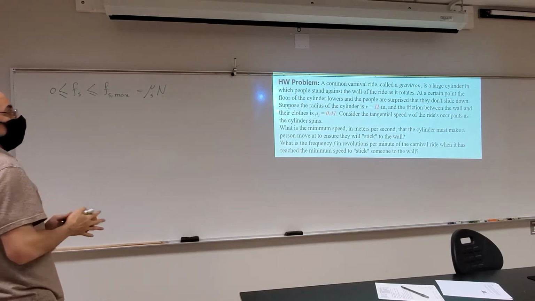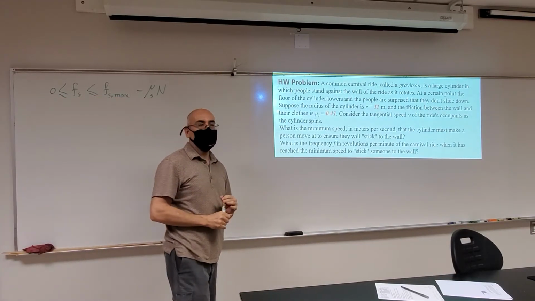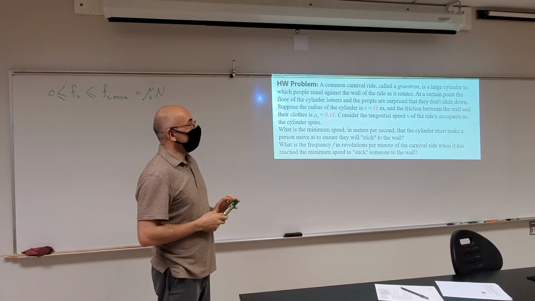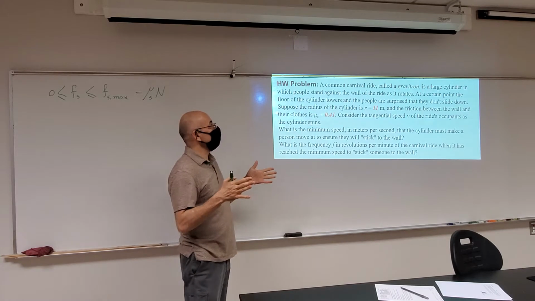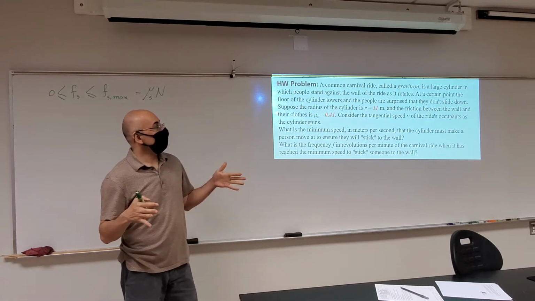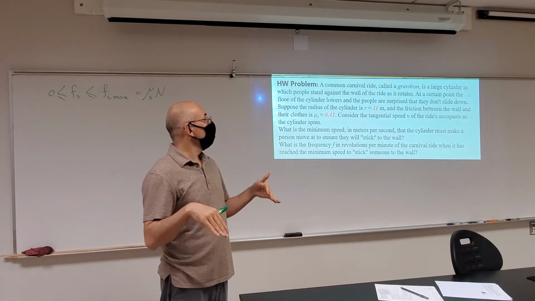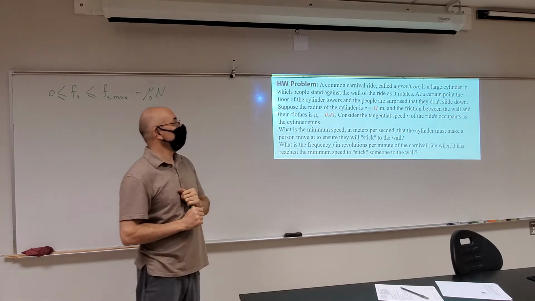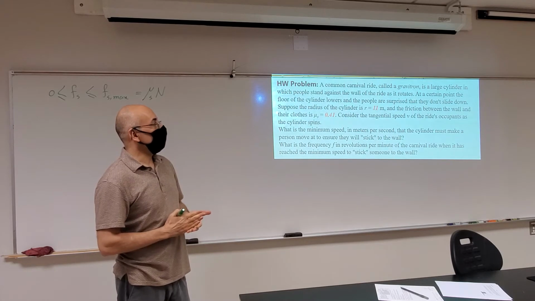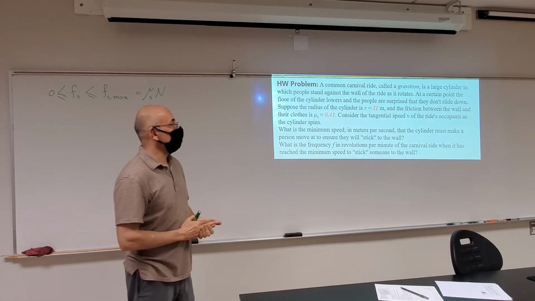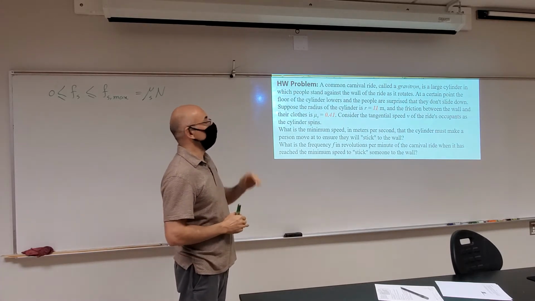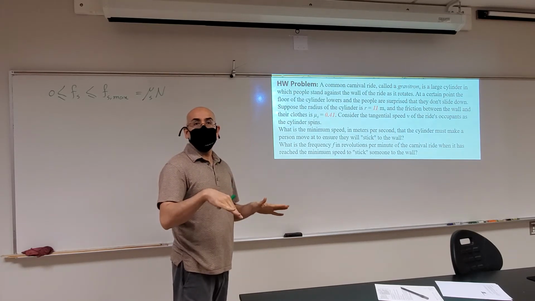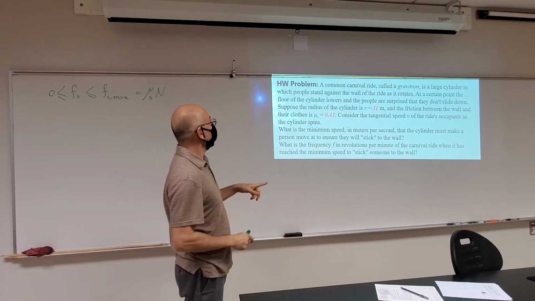So this one says a common carnival ride called a Gravitron is a large cylinder in which people stand against the wall of the ride as it rotates. At a certain point, the floor of the cylinder lowers and people are suspended. People are surprised that they don't slide down. Have you had this kind of ride? Yeah, I had one.